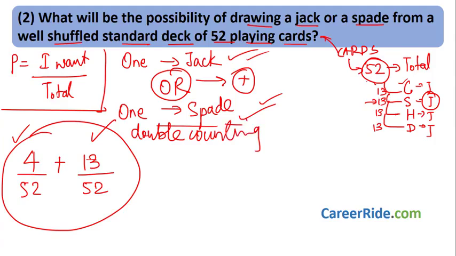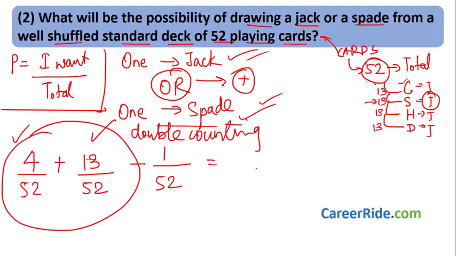So what we need to do is subtract the possibility of one jack of spade being chosen. So let us now choose the jack of spade. How many jack of spades are there? There is only one jack of spade. And how many total cards are there? 52. We have to subtract this double counting, right?